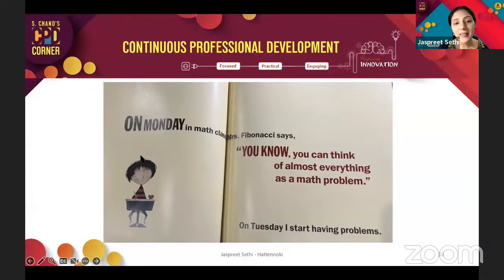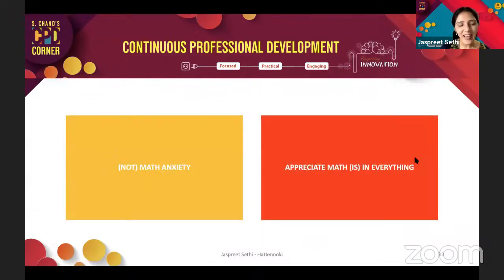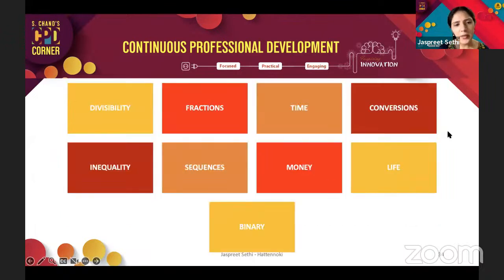On Monday in math class, Mrs. Fibonacci says, she's a teacher, you can think of almost everything as a math problem. And on Tuesday, I start having problems. So this is basically the main character of the book. And I feel the book is actually not about math anxiety and thinking about everything to be a problem, but to appreciate the math in everything. And one of those very beautiful examples that comes in the book is something that I would like to highlight.